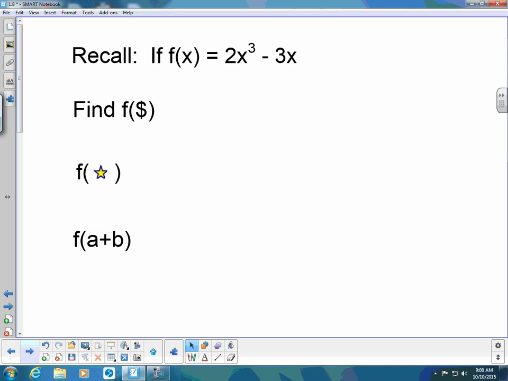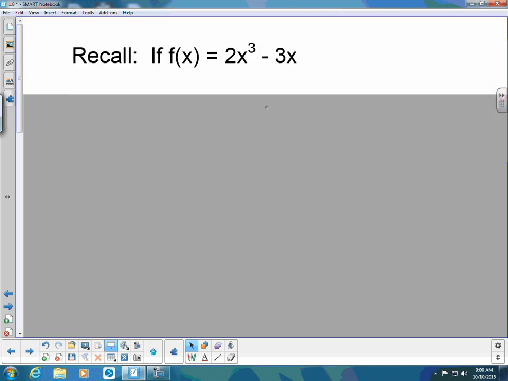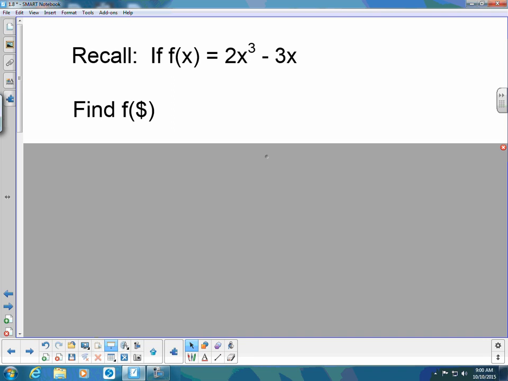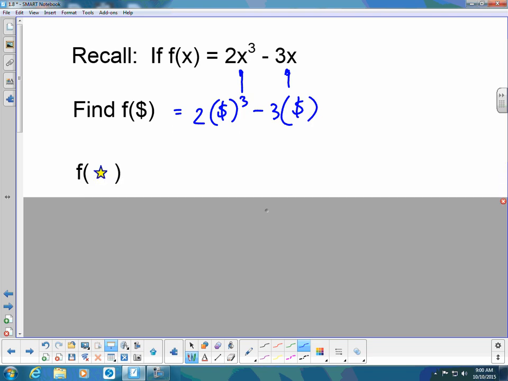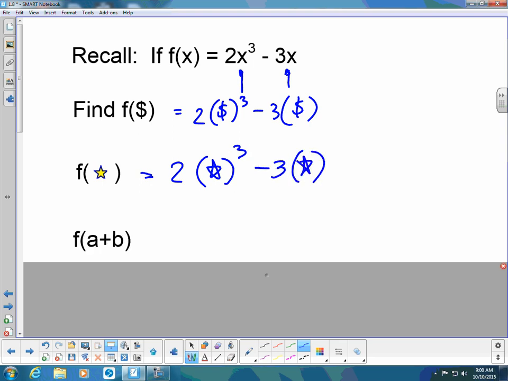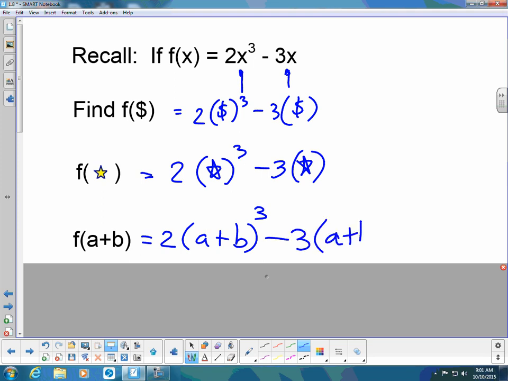All right, recall. If we have this function, f of x equals 2x cubed minus 3x, you know that if I ask you to find f of dollar, you just plug in dollar wherever you see an x. That's right here and right here, so I would have 2 dollar cubed minus 3 dollar. We could do the same thing with star, so that would be 2 star cubed minus 3 times star. All right, and if I had f of a plus b, that would be 2 times a plus b quantity cubed minus 3 times a plus b.